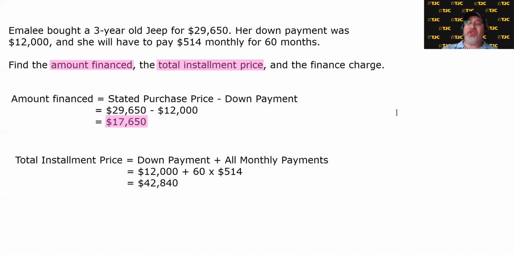Quick comment about calculators in general, though. I really should have brought this up several videos ago, but if you put in 12,000 plus 60 times 514 and get a different answer, your calculator doesn't know the order of operations. Specifically, if you typed in 12,000 plus 60 times 514, exactly like you said it, pressed equals, and got 6,198,840, number one, your intuition should say that's probably not the total installment price for the Jeep. I'm not paying $6 million for a Jeep.